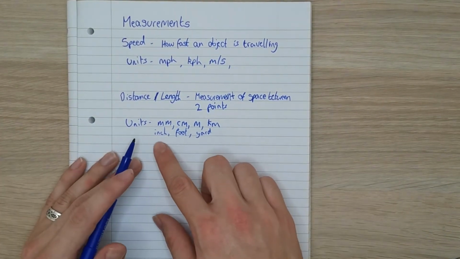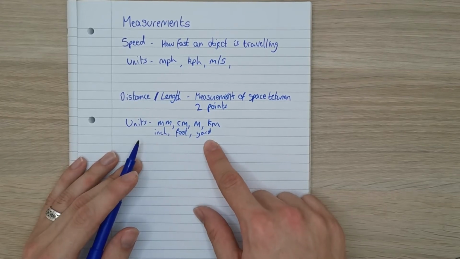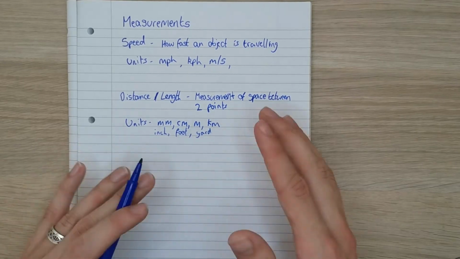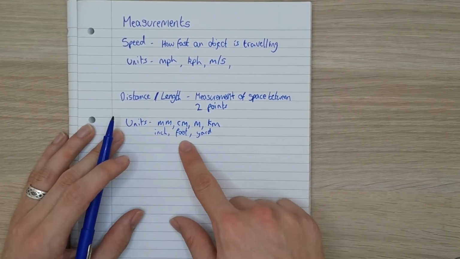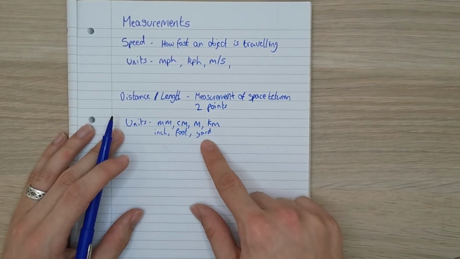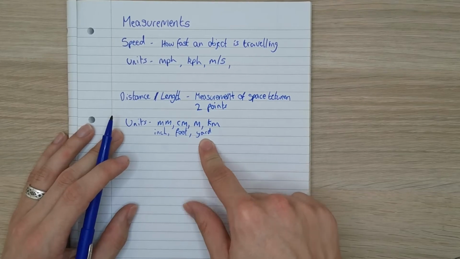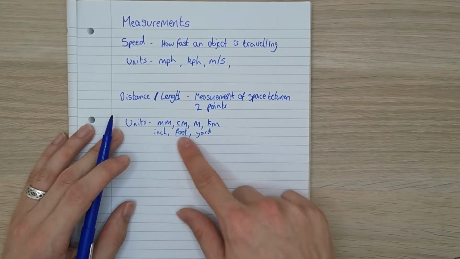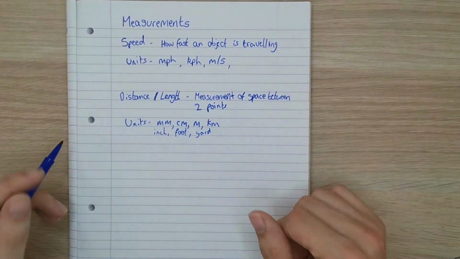So then in the imperial system, you've got an inch, a foot, and a yard. You've got 12 inches in a foot, which is roughly 30 centimetres, and 3 feet to a yard. So a yard is slightly smaller than a metre, because if a foot is 30 centimetres, 3 feet go into a yard, that's roughly 90 centimetres, so it's a little bit shorter than a metre.